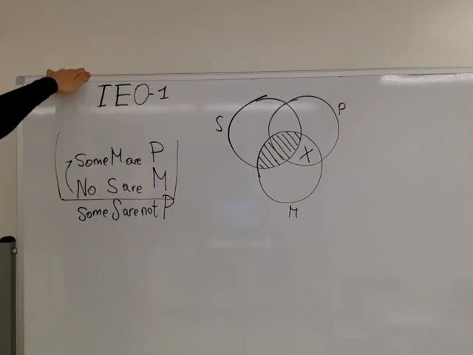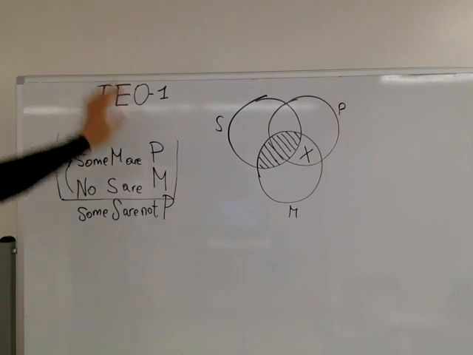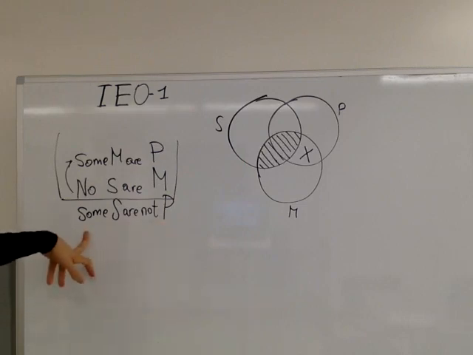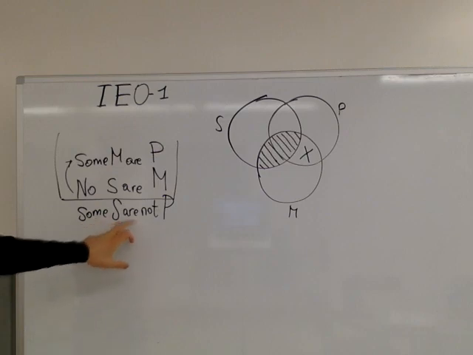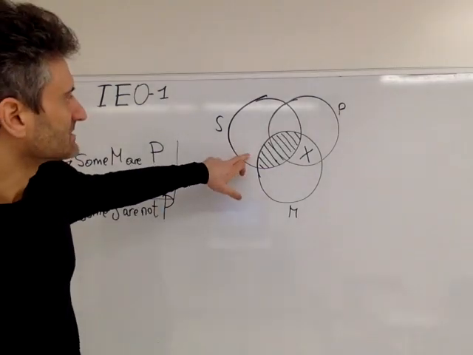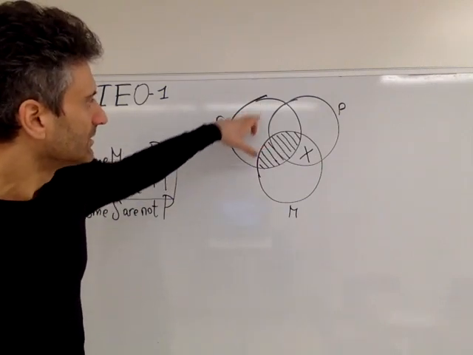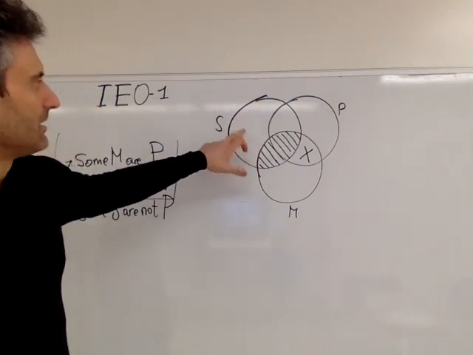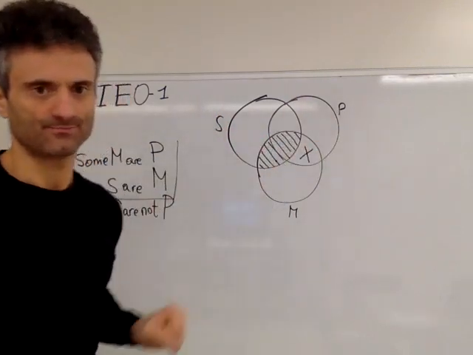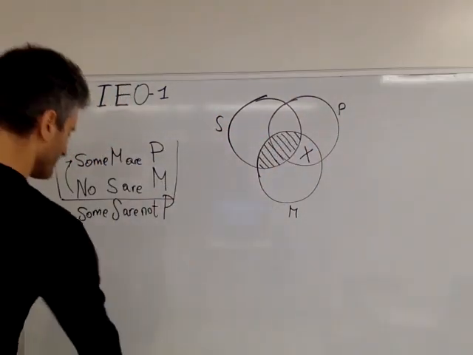Now the question is, is the conclusion diagrammed as a result? No, it's not diagrammed as a result because some S are not P. You would have to have an X anywhere here to diagram this some S are not P. Okay, so that doesn't work.